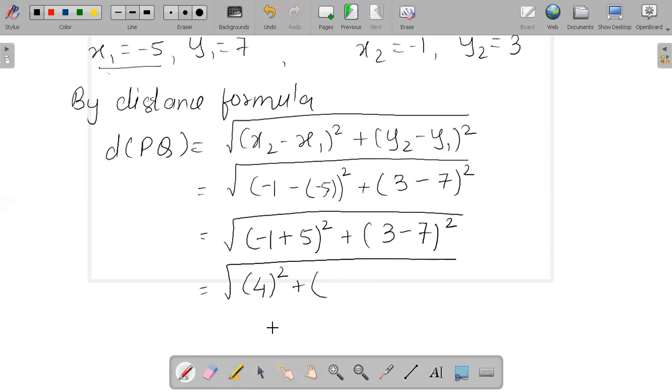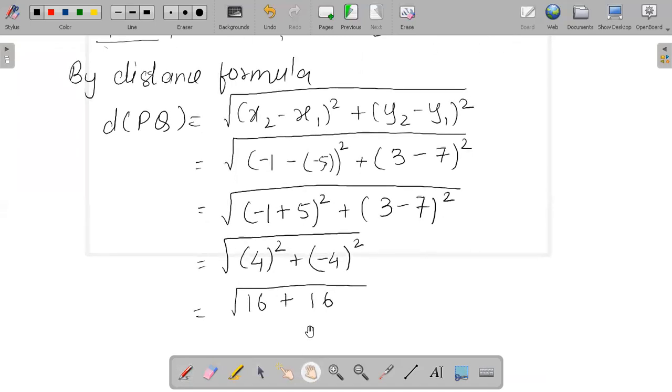But sign of the greater number? Negative 4. So this will become -4 the whole square. Now in the next step, we need to take the square. So what is the square of 4? 16. And the square of -4? 16. So you have 16 plus 16.